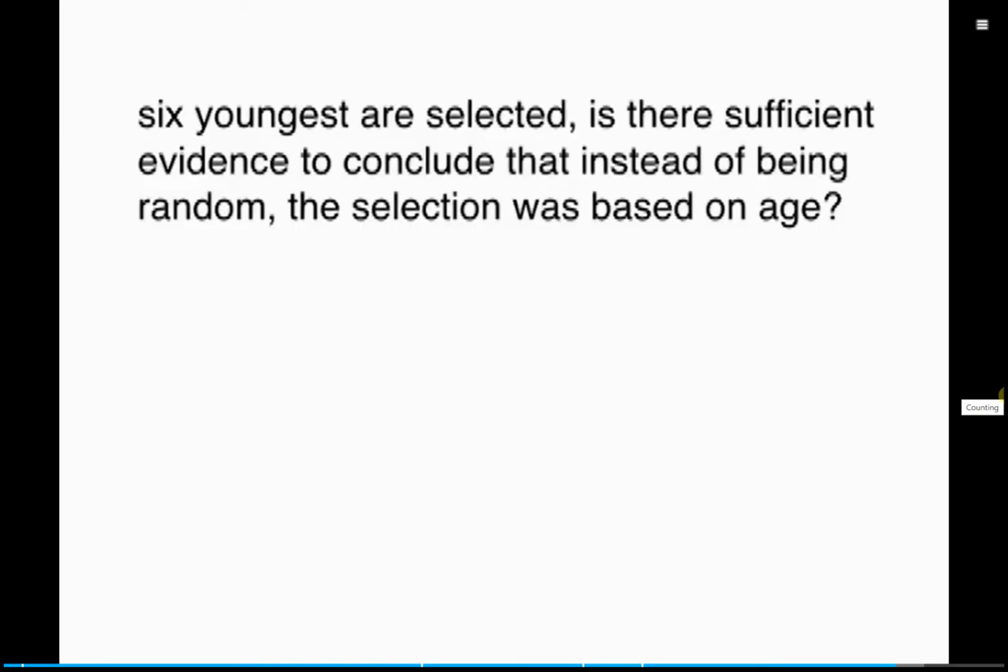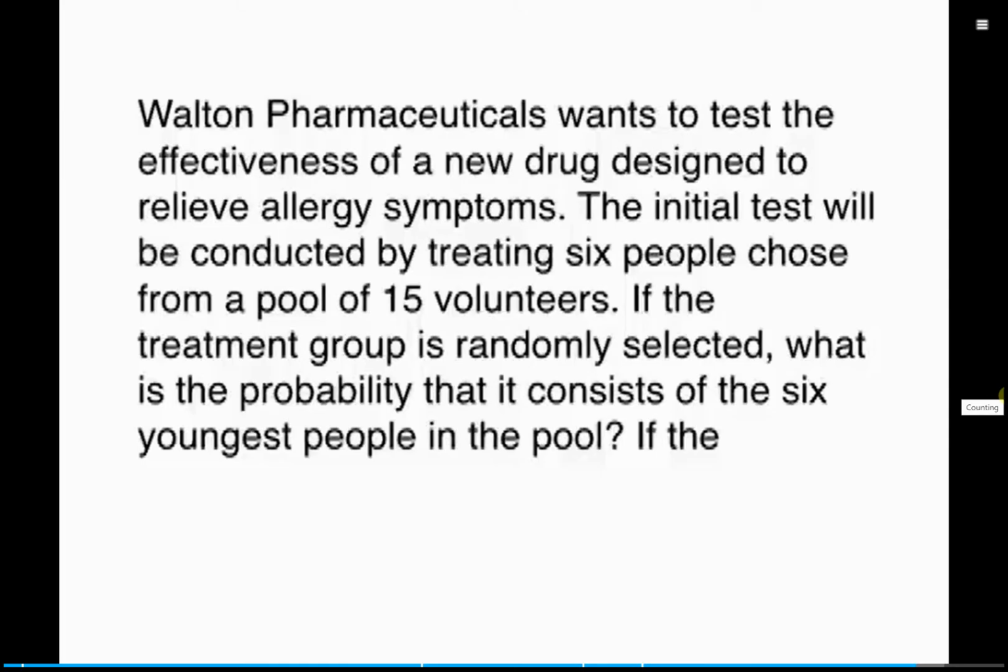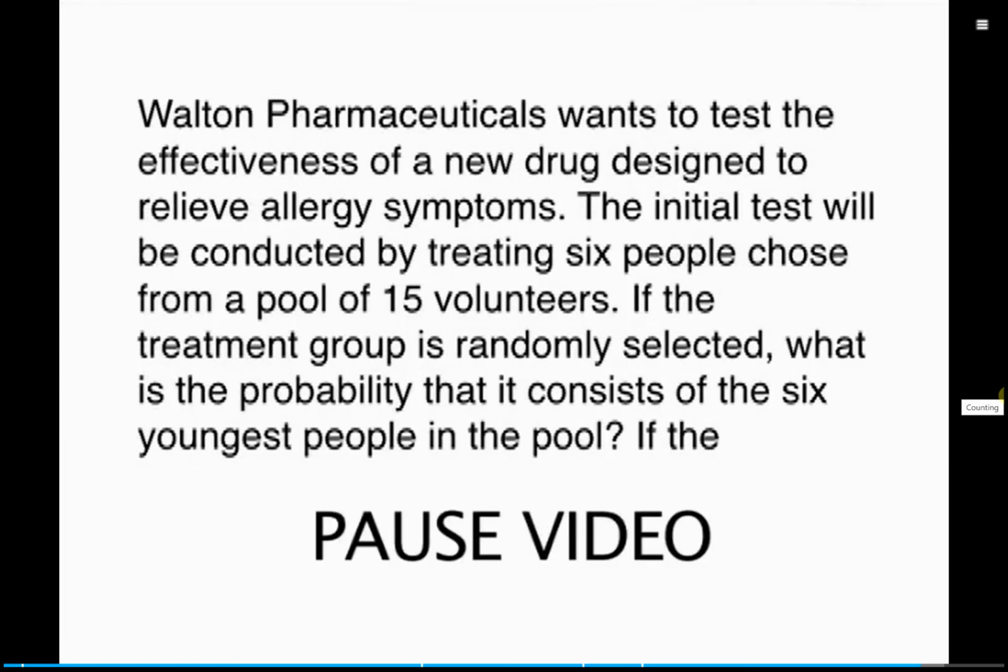But from there, it then says, let's look at the remaining part. If you have a chance, you can finish this as well. It says, if the 6 youngest are selected, is there sufficient evidence to conclude that instead of being random, the selection was based on age? So after you find the probability, consider whether it seems like they actually did choose randomly or that they actually chose based on age. Let me go back to the question so you can read it again if you need to. And when you're ready, go ahead and pause your video now. Ready or not, pause your video. But when you finish, just start the video back up again, and I'll have the answer here that we can discuss. So pause your video.